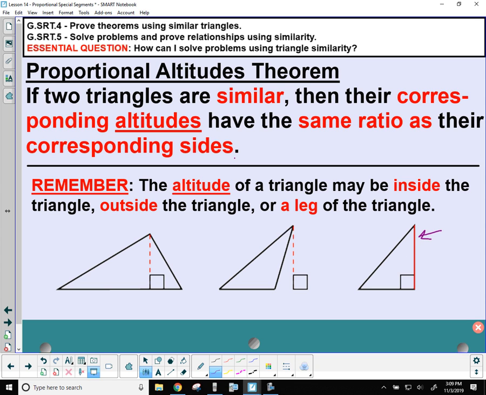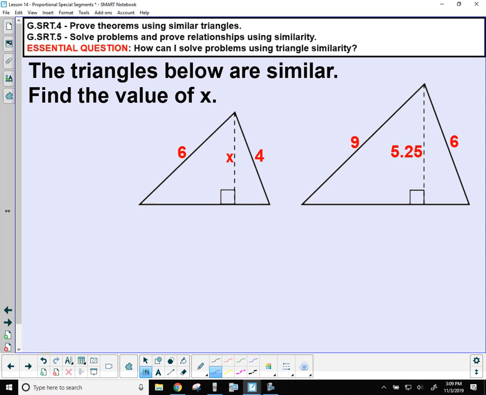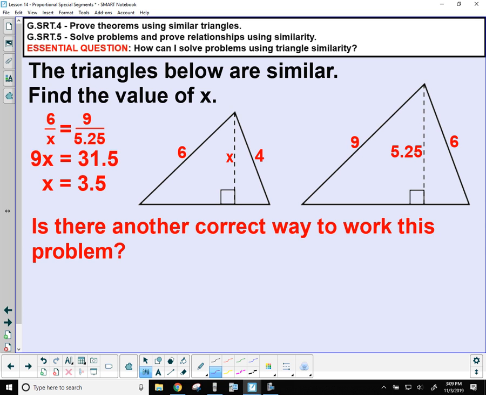Again, set up proportions. There's multiple proportions, I think we had all sorts in class. As long as you keep things corresponding, it should be fine. So one example is 6 over x and 9 over 5.25. Cross multiply, we get 3.5. Okay, and there is another correct way, and we discussed those. In fact, I don't even think this was the way we did in class, but this is another way.